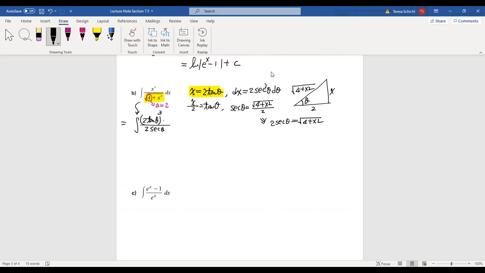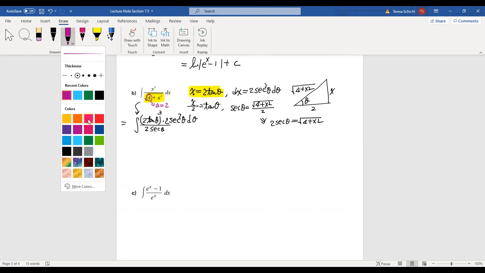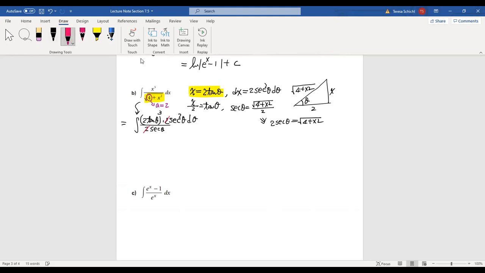And dx is times 2 secant squared theta d theta here, right? Now let's take a look. We can simplify anything here. This 2 and the 2 you can cancel, and a secant you can cancel. So now this integration will just be 8 times tangent to the third theta and secant theta d theta.